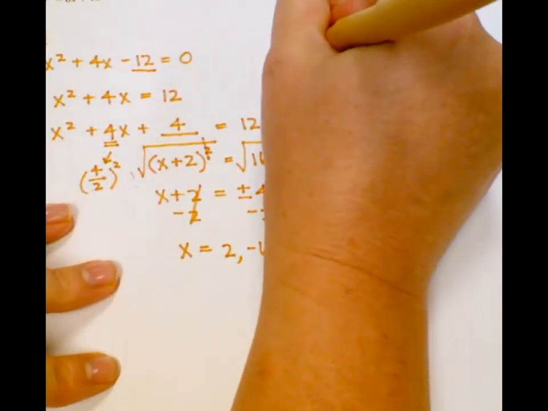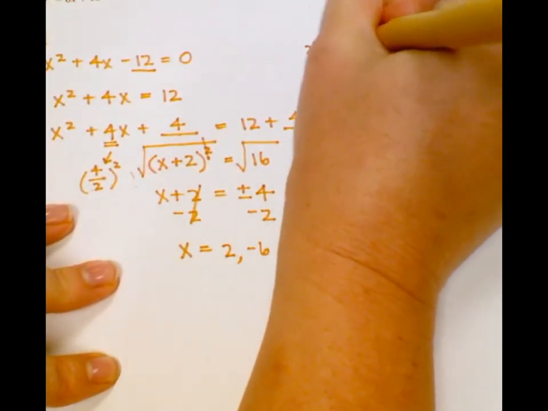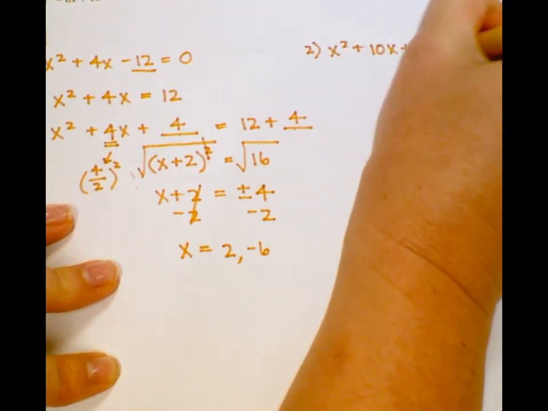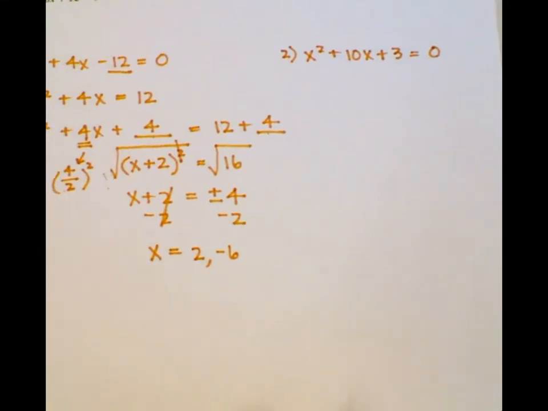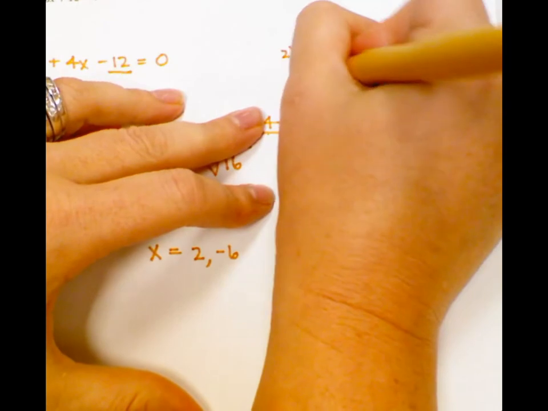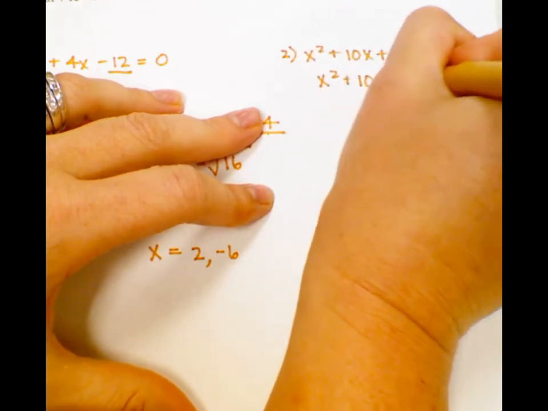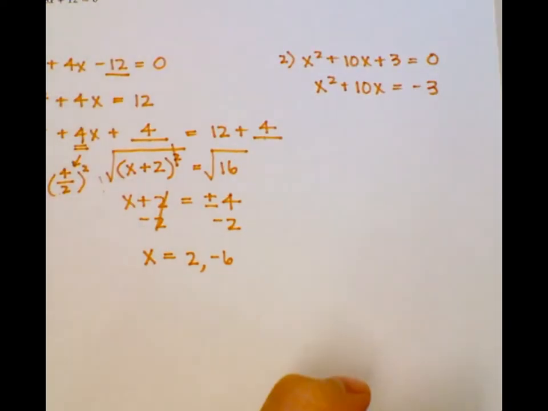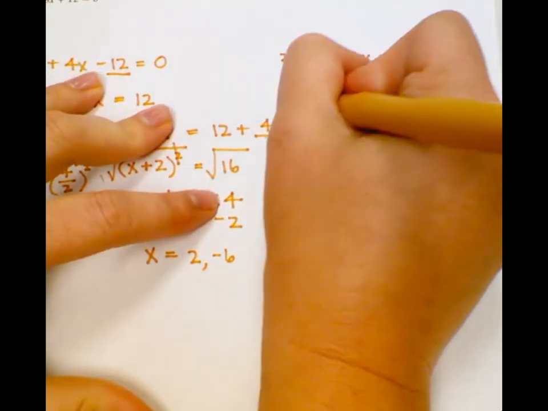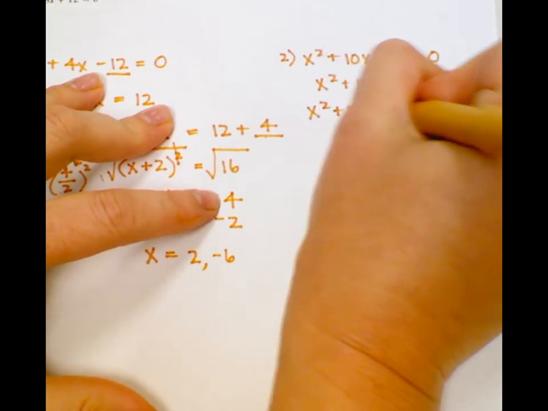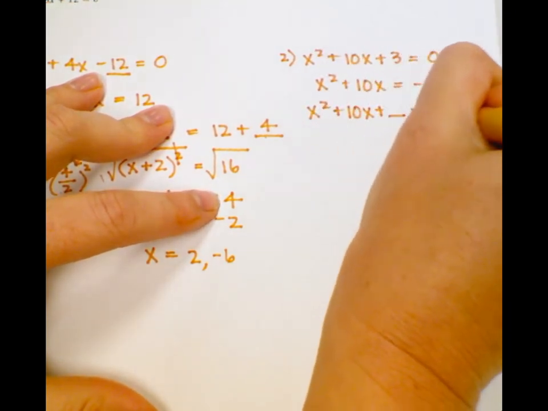Let's try again. I'm going to put another one over here. X squared plus 10x plus 3 equals 0. Okay? What is the first thing we do? We move the constant. So if he's positive over here, what's he going to be over there? Negative. First thing, always. Second thing is we add our blanks. Remember, we have a blank after the x, and we have a blank on the other side.